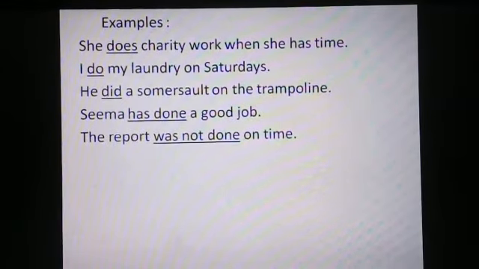The report was done on time. The report is the subject. Was done is the verb phrase. The report was not done on time. The report is the subject. Was not done is the verb phrase where was is the helping verb. Not tells us that the sentence is negative, and done again is the third form of the primary verb do and used as main verb in this sentence. On time is a prepositional phrase.